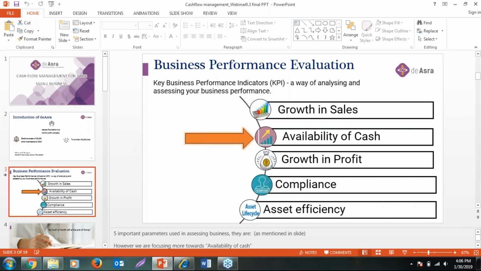Today, as we are going to focus on cash flow management and the availability of cash, assuming that availability of cash is a problem, what we are going to address is how to identify these problems, what cash flow management is, and what solutions you can have to improve these problems. We also have certain suggestions from our end which will help you improve the problem area. There are also services deAsra can offer you as a problem-solving area for availability of cash. We'll also provide that.